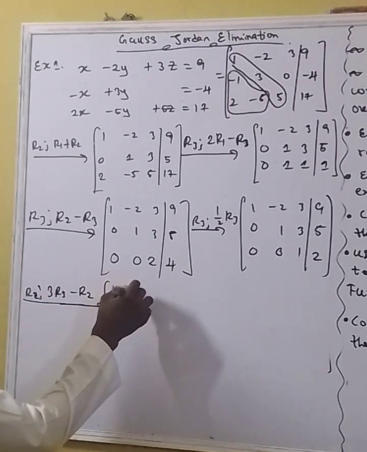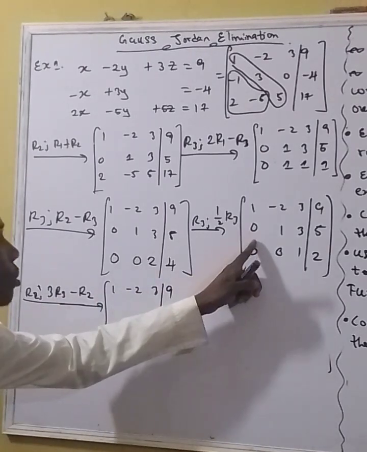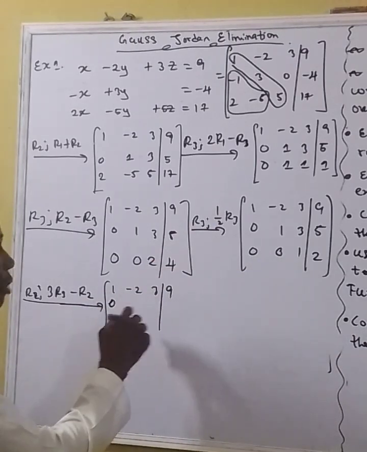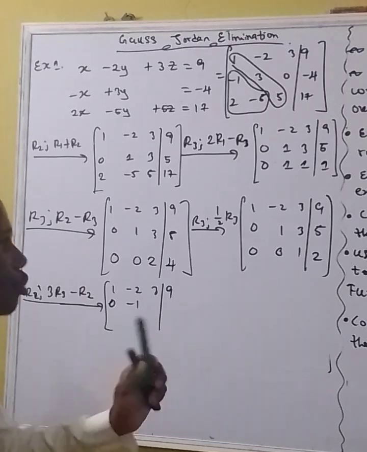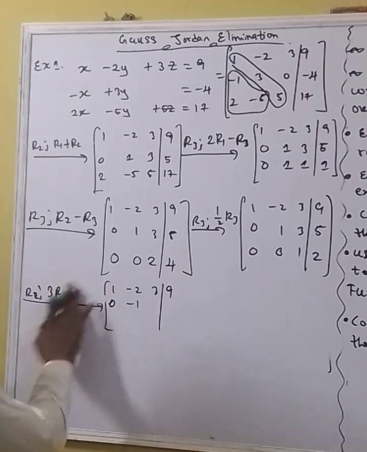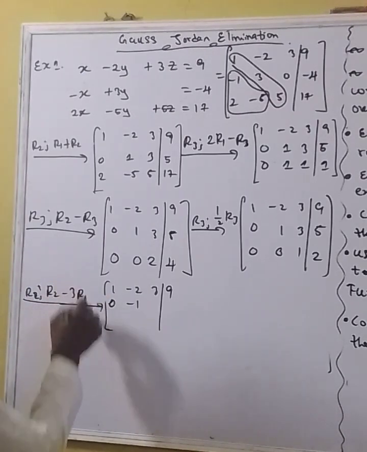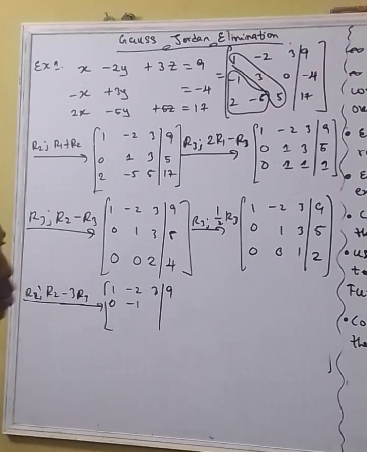So we have 1, negative 2, 3, then we have 9. So 3 times 0, we have 0 minus 0 is 0. 3 times 0 minus 1, we have negative 1. Oh, this will cause a little bit of an issue, and we don't want that. So to make sure there's no issue, let's reverse it. Let's say R2 minus 3 R3. This will be much easier.